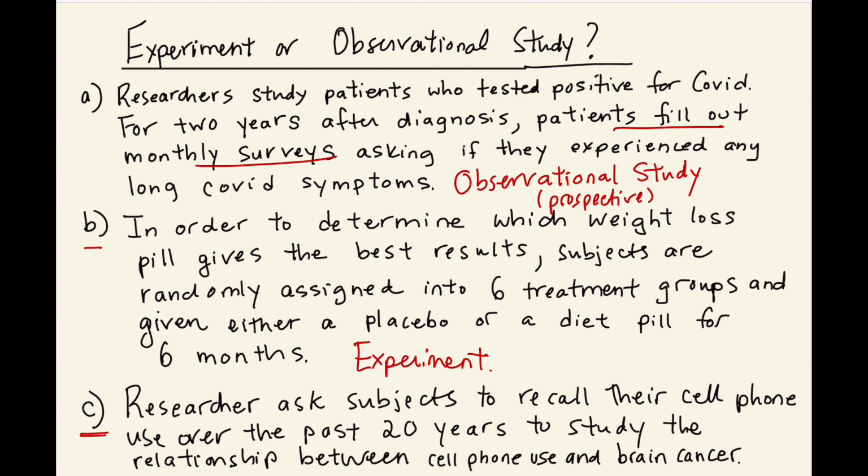Now in C, researchers ask subjects to recall their cell phone use over the past 20 years to study the relationship between cell phone use and brain cancer. Okay, so note that in this study, the subjects were not modified or treated in any way, so this is definitely an observational study. I also want to point out that the values of the variables are gathered from the past. Okay, so they occurred in the past and the subjects are recalling. So this is a retrospective observational study.